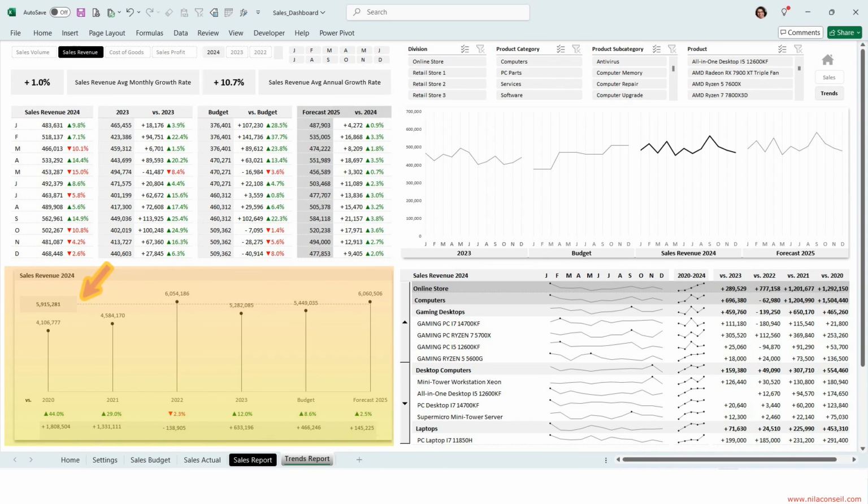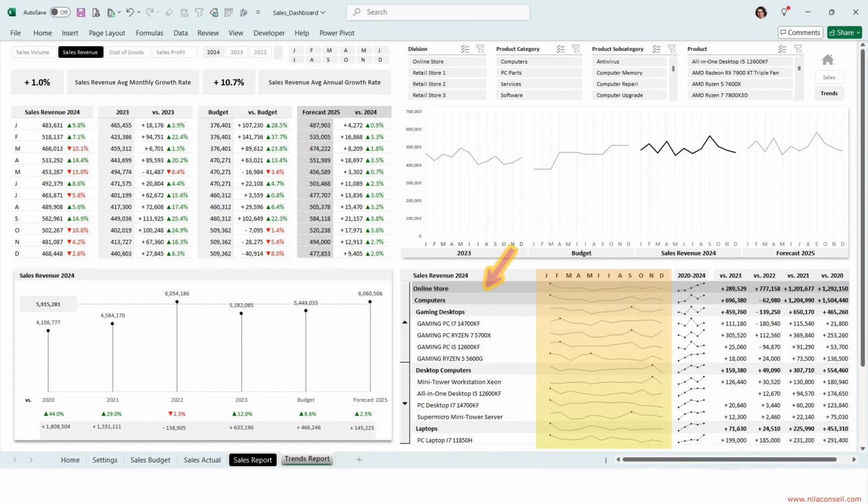2024 sales exceeded budget by more than 8%. They increased by 29% compared to 2021. But the company achieved better results in 2022. However, it can expect a 2.5% growth in sales for next year.